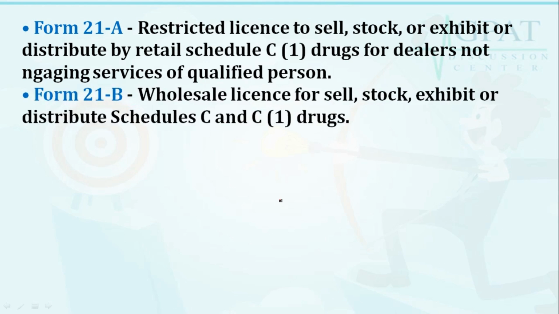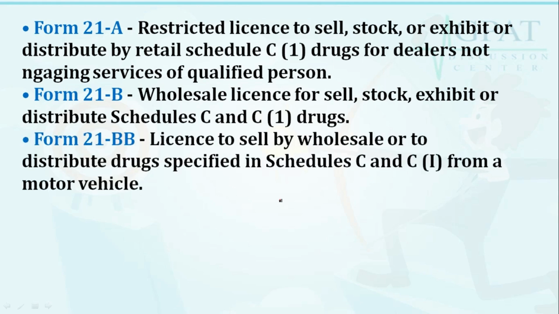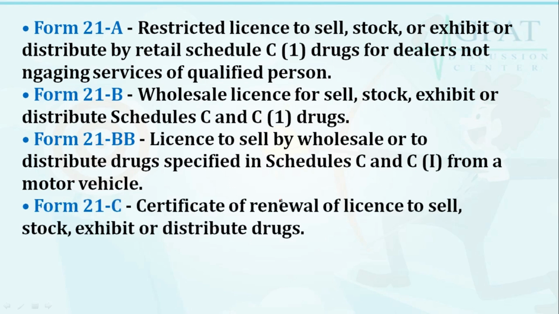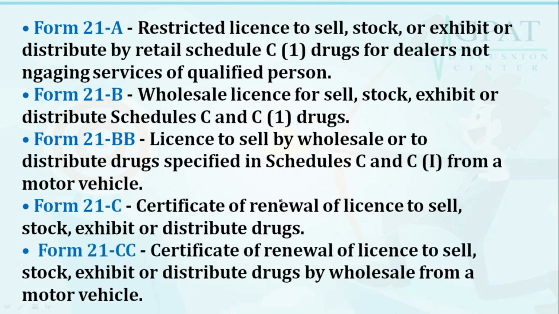Next, form number 21B. This is the wholesale license to sell, stock, exhibit or distribute schedule C and C1 drugs. Next, form number 21BB. This is the license to sell by wholesale or to distribute drugs specified in C and C1 from a motor vehicle. Okay. Next, form number 21C. This is the certificate of renewal of license to sell, stock, exhibit or distribute drugs. Next, form number 21CC. This is the certificate of renewal of license to sell, stock, exhibit or distribute drugs by wholesale from a motor vehicle.